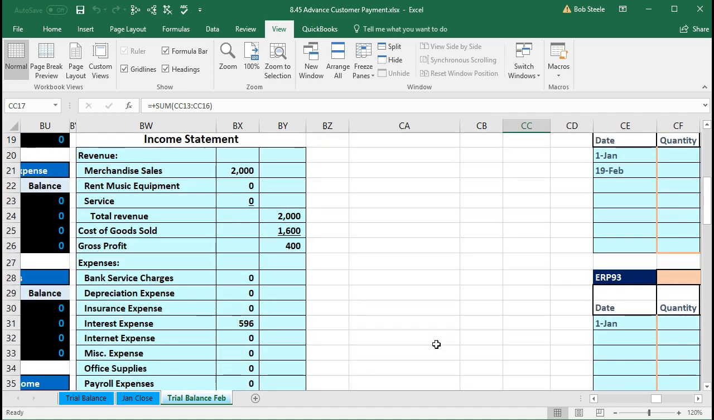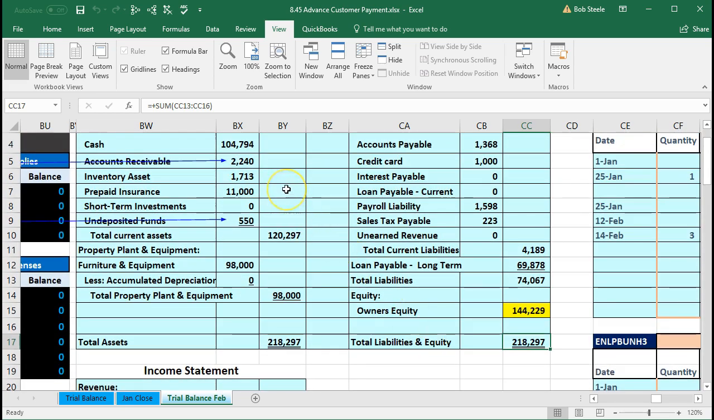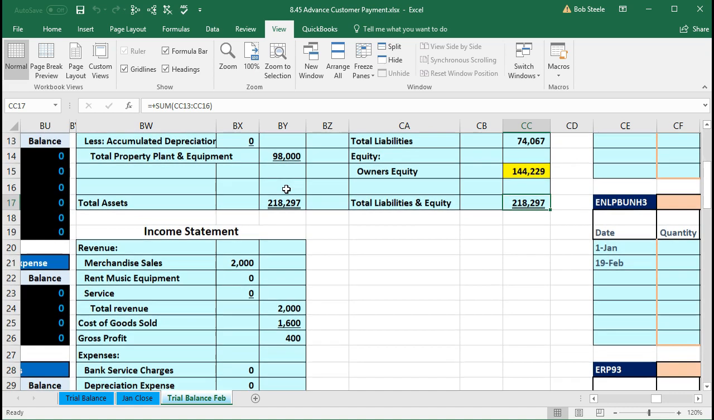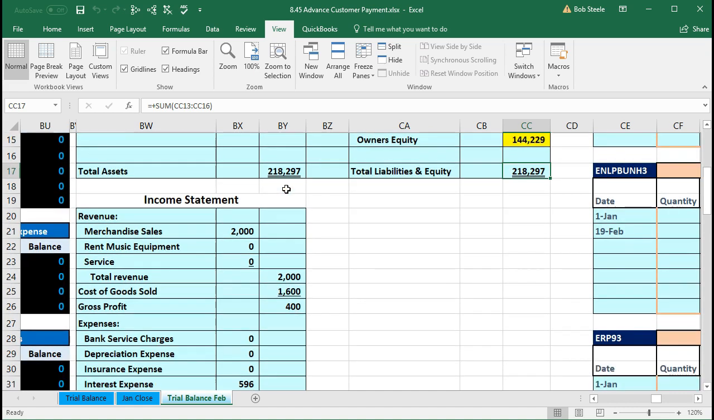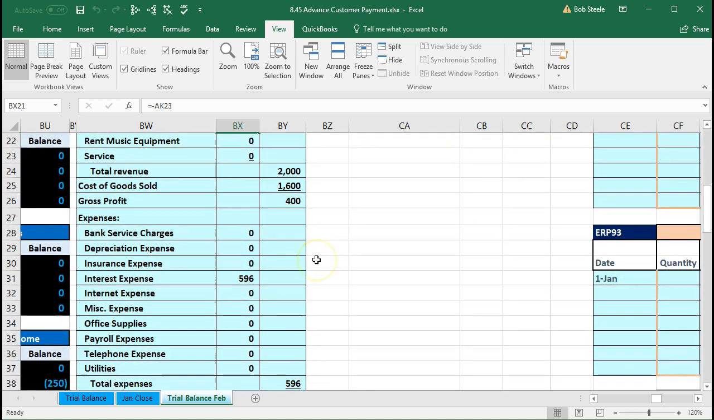No effect on the income statement from this transaction, even though we got cash. Why? Because we didn't earn it. We haven't earned it. And how do we earn it? We give the guitar, haven't done it. Revenue recognition principle, not letting us record revenue yet. There's our revenue to this point.